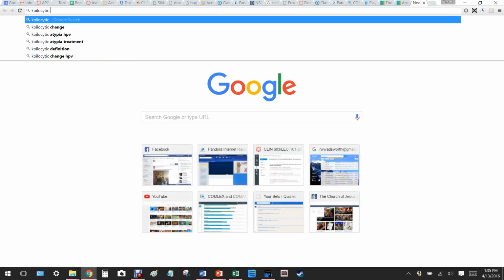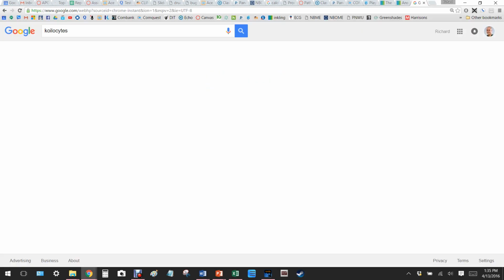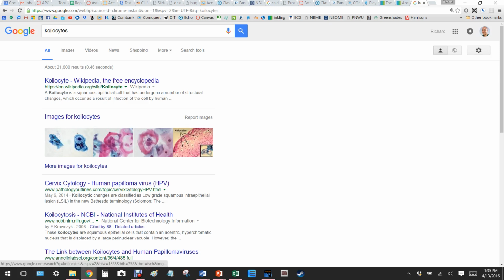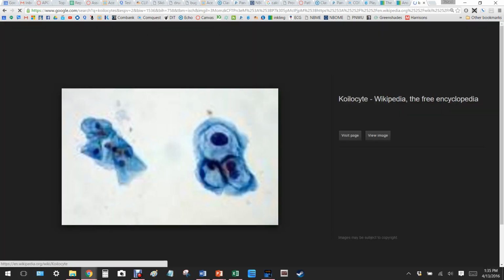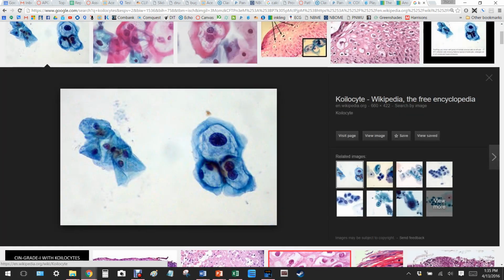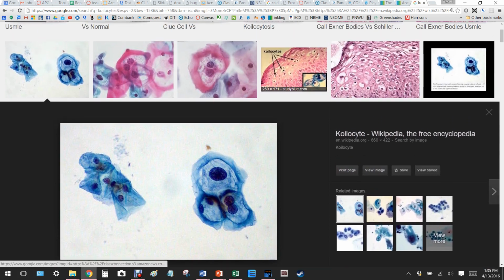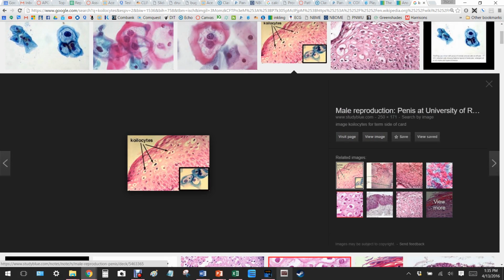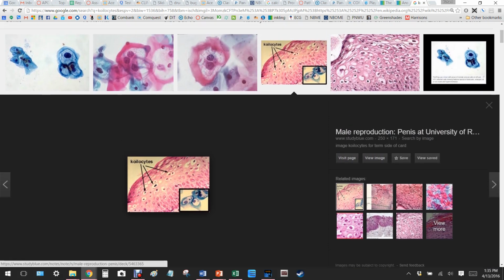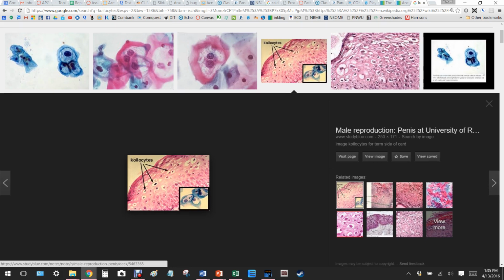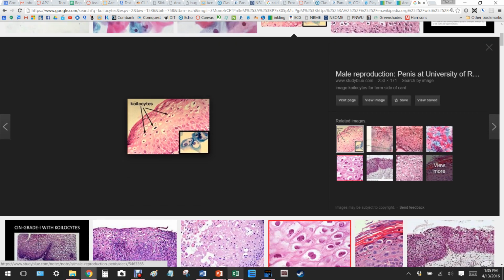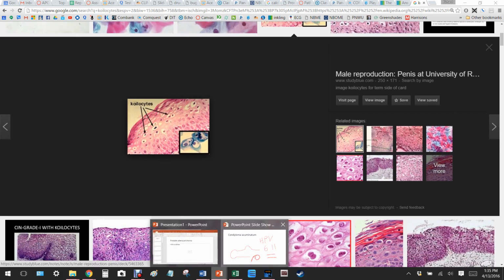Koilocytic, koilocytes, I'll just type that in. These are pictures of koilocytes as it's loading, and you see they're kind of abnormal-looking cells. Here are some more pictures of koilocytes. Pretty clear compared to ordinary cells. See the ordinary cells around them, and then you've got these ones with the really dark nucleus and lots of white, clear cytoplasm, and that's kind of a giveaway for that condition.